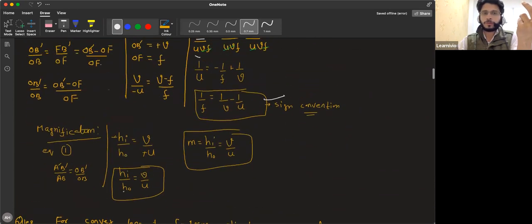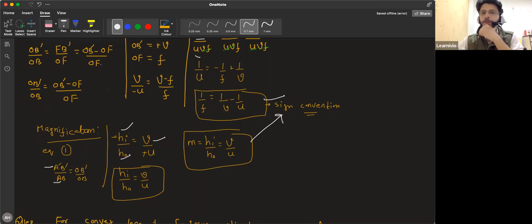So when we write it, we get A prime B prime by AB. Instead of A prime B prime, I'm writing minus of HI. Instead of AB, that's height of object, I'm writing H naught. OB prime is plus V and OB is minus U. So this negative and negative get cancelled out, height of image by height of object is V by U. So you can write that M is HI by H naught, which is V by U.